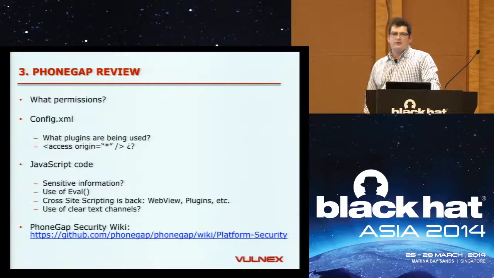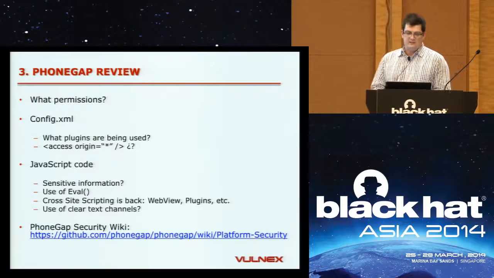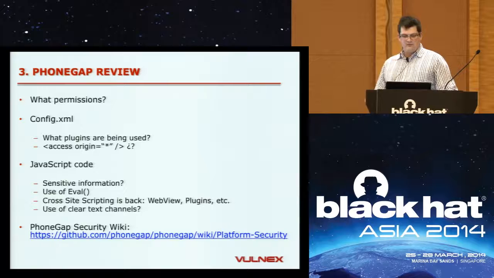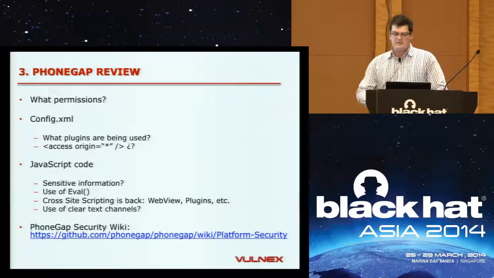Now we are looking at the PhoneGap review. One of the first things we want to check is the permissions. As I showed you before, we have a lot of different permissions, so we just want to review how many permissions the application is using. Then we have the configuration file, where we can look at config.xml and see what plugins the application is using.